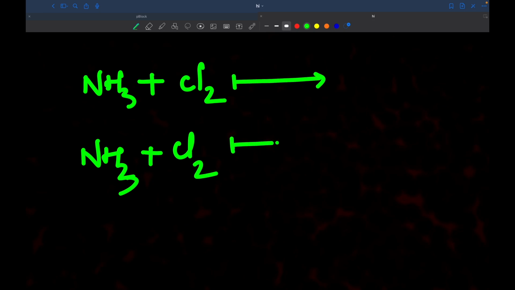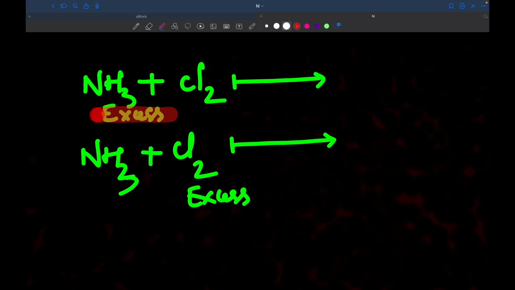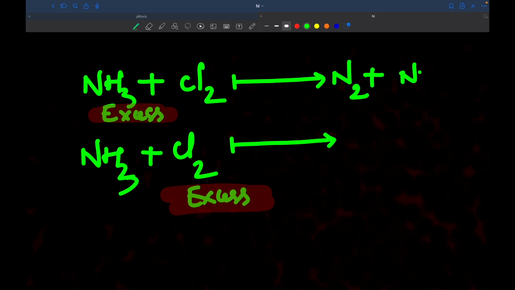So here also there are 2 reactions. The first one has ammonia in excess. Second one has chlorine in excess. Right? So do you understand the difference here? Ammonia is in excess here. Here it is chlorine in excess. When ammonia is in excess, the nitrogen will appear in both the compounds. So here you get N2 plus NH4Cl. Nitrogen gas plus ammonium chloride will appear.